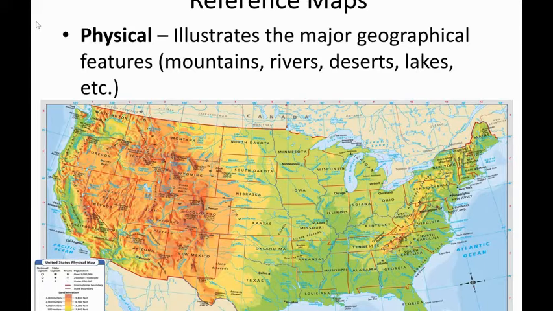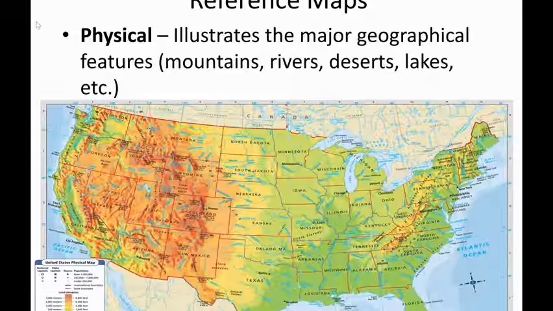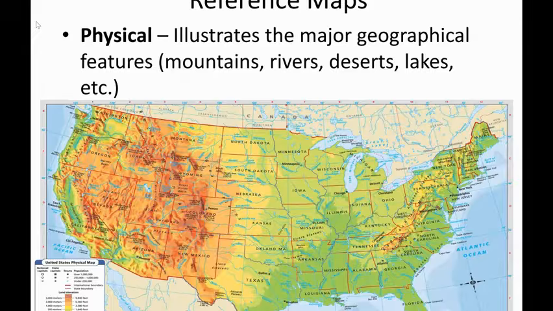Okay, the next one is called a physical map, and a physical map illustrates all the major geographical features. Now, depending on the scale of the map, you might be getting things like deltas or plateaus or basins or something like that. But for most just generic physical maps, you're looking at mountains, and you can see rivers and major bodies of water. Even though the political boundaries are still on there, they're not the star of the show here. What's the star of the show is the topography, the differences in elevation.